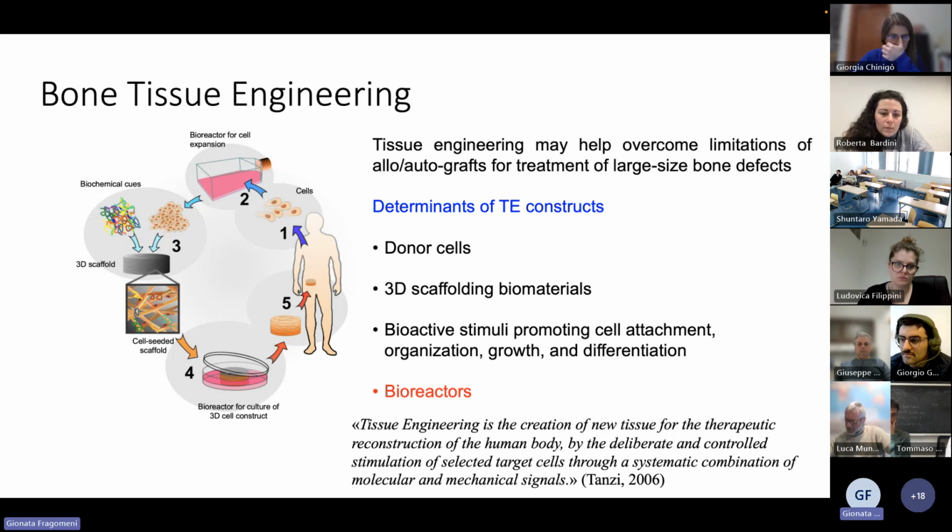What is bone tissue engineering? Giorgia explained this very well. I give only a rapid view of this: tissue engineering may help overcome the limitations of grafts for treatment of large-size bone defects. The determinants of tissue engineering constructs are the donor cells, the biomaterials, and the bioactive stimuli given to the cells.